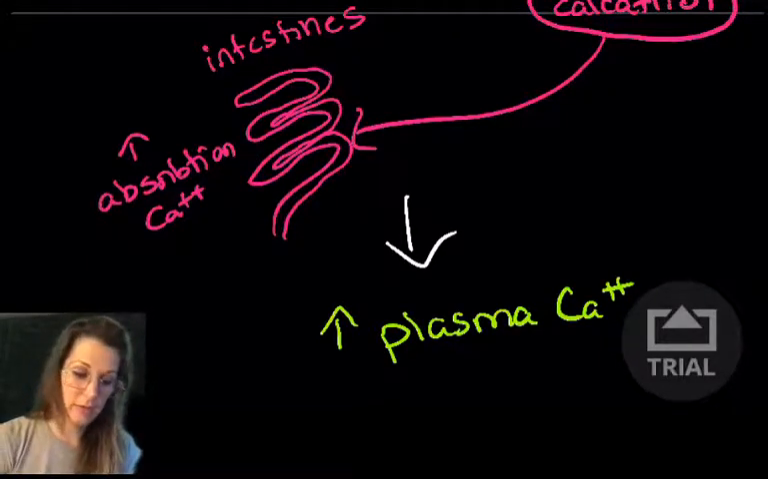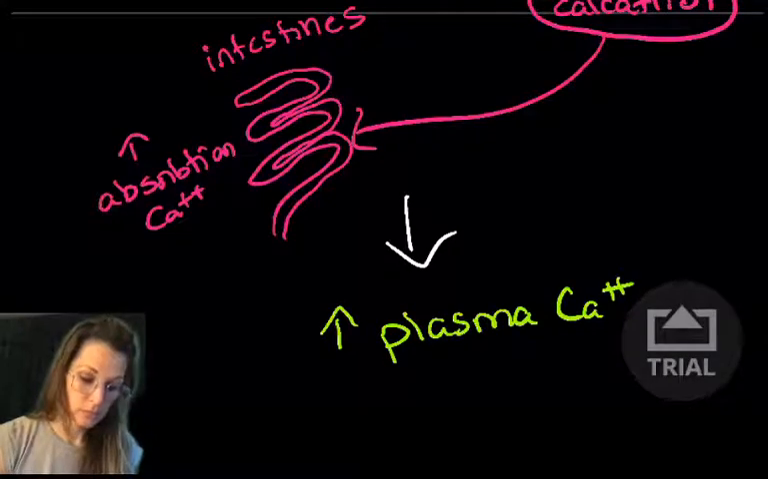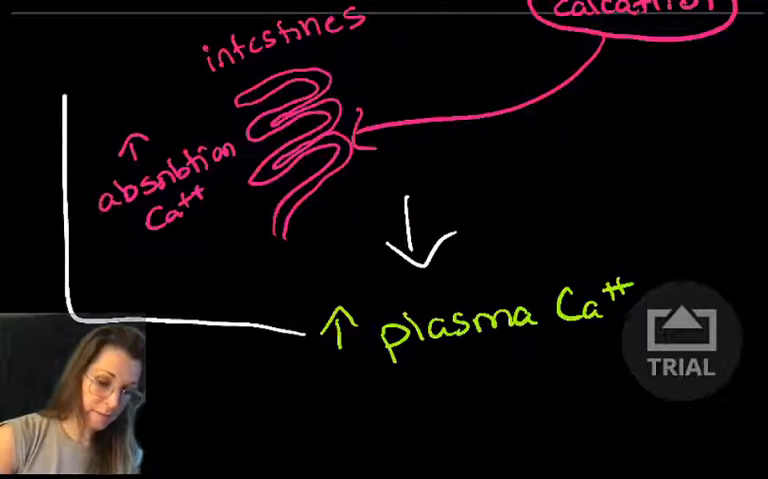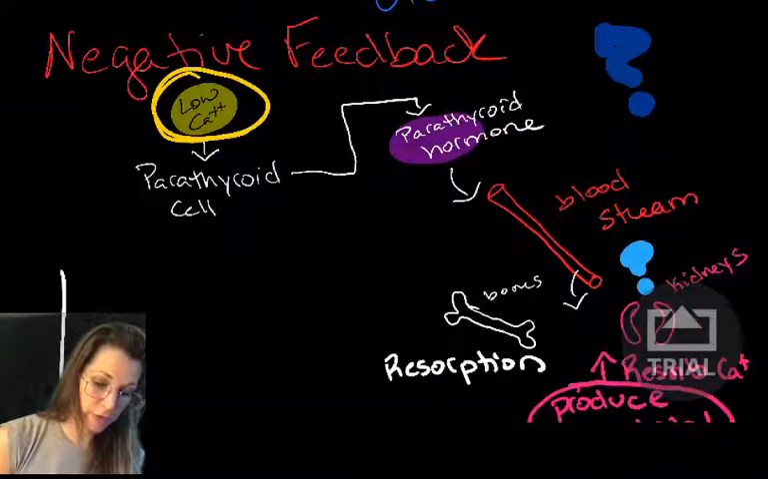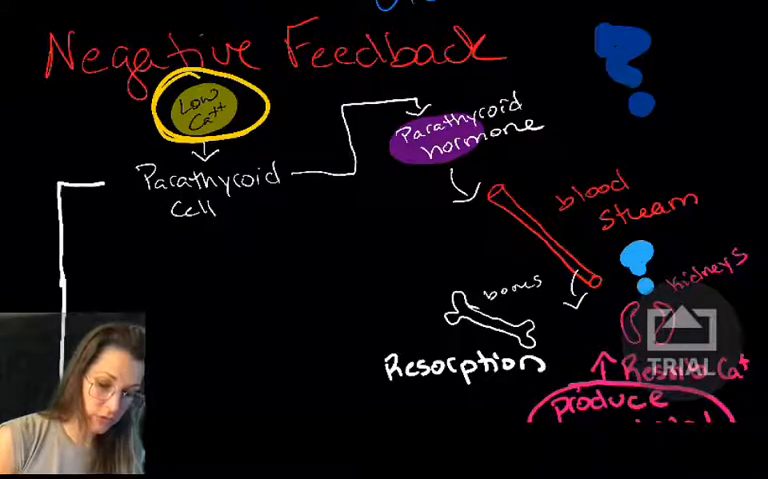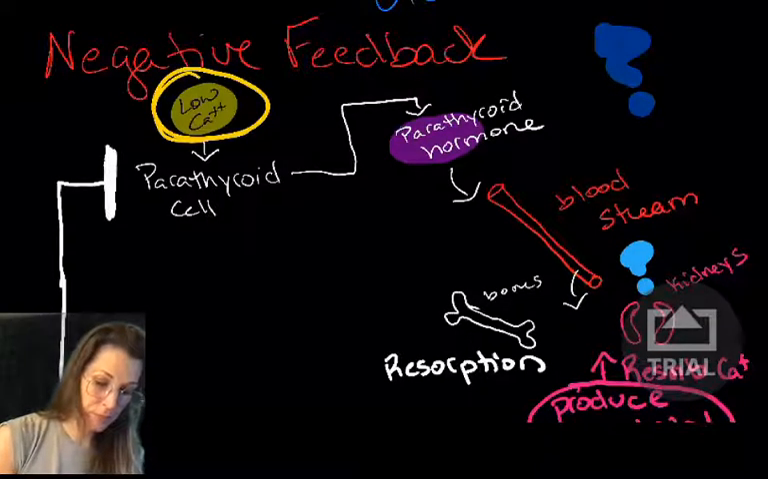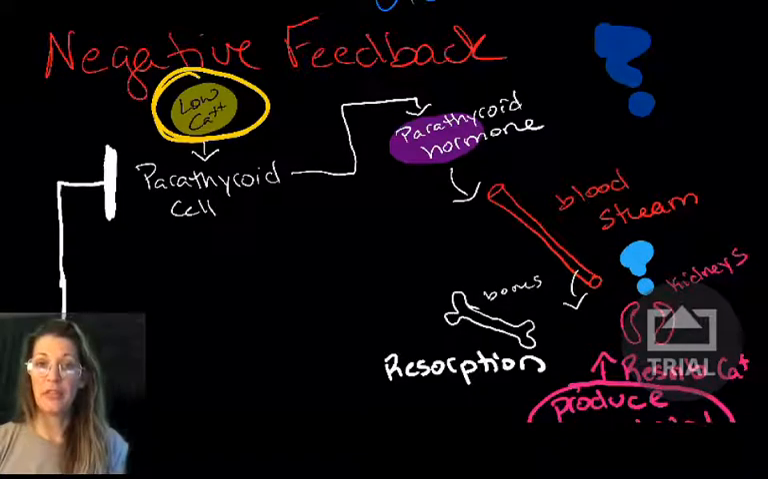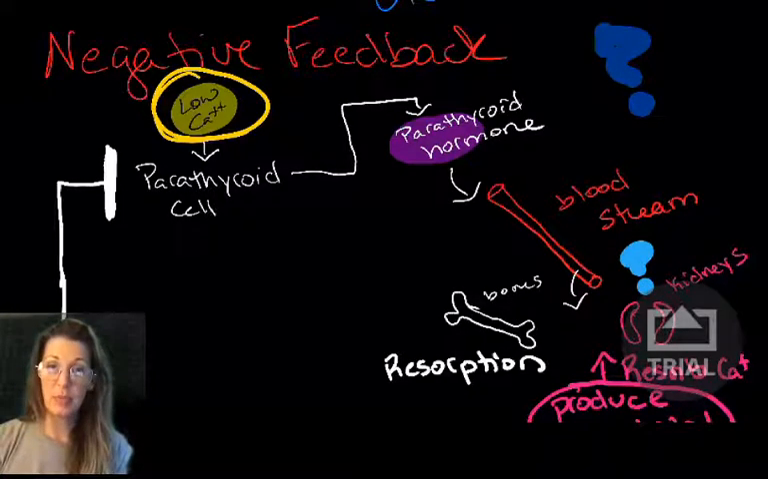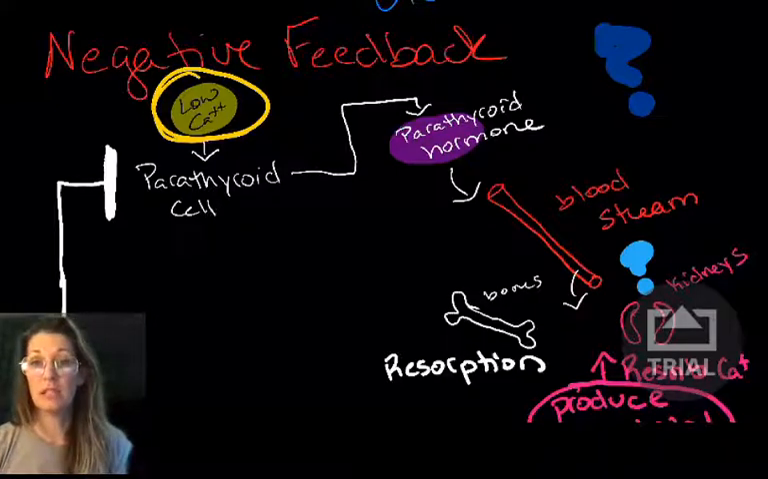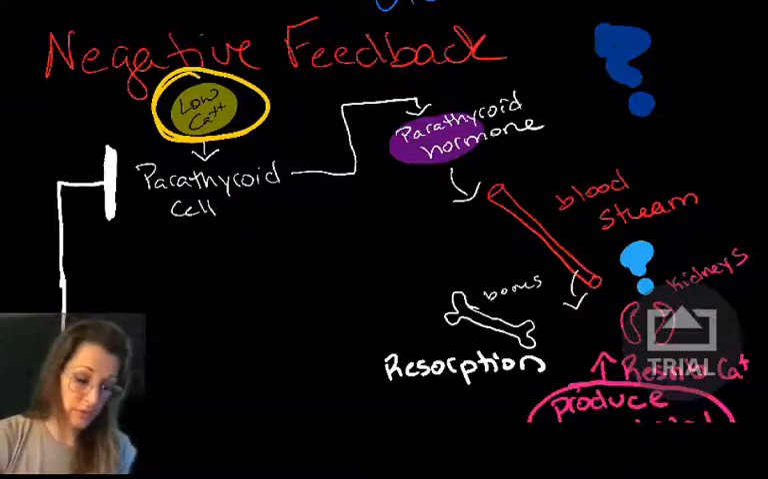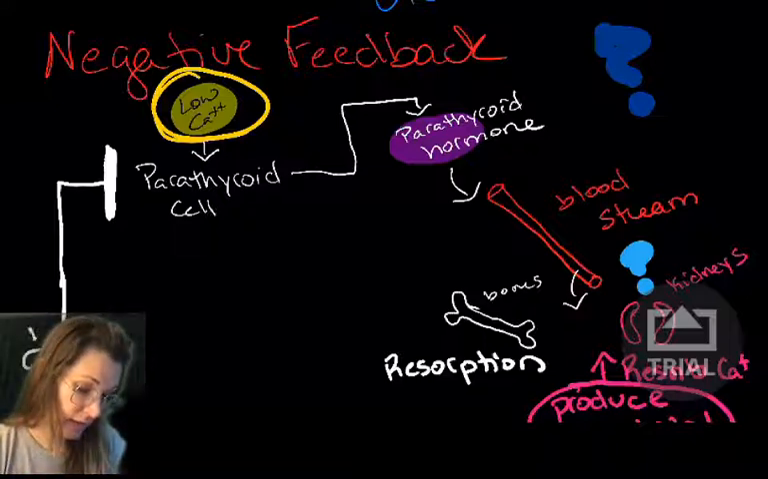Sweet. This is where our negative feedback comes into play. Increase in plasma calcium, that feeds back way up here to the first sort of detector. It feeds back to the parathyroid and tells the parathyroid, okay, stop releasing parathyroid hormone. We're cool. We have enough calcium in the blood now. So then this is negative feedback.